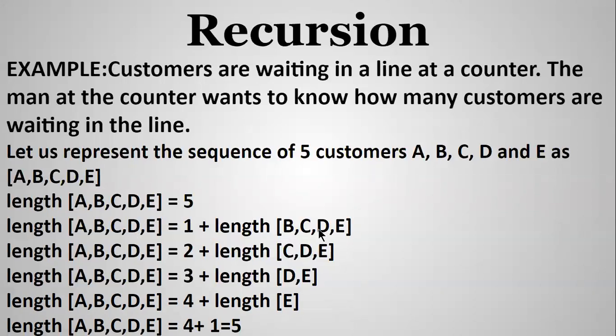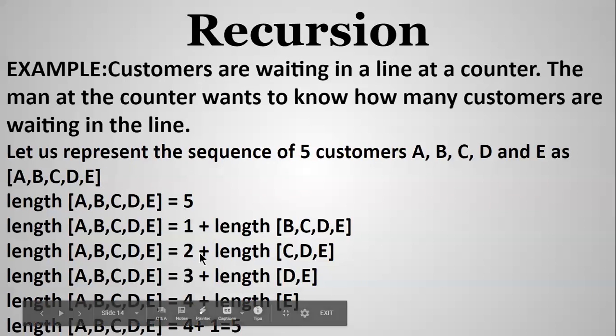What is the length of my BCDE? 2 plus B is over. So 2 plus length of CDE. 3 plus length of DE. 4 plus length of E. And then 4 plus length of E is what? Only one student. So 4 plus 1 is equal to 5. So finally, my length of A, B, C, D, E is equal to 5.